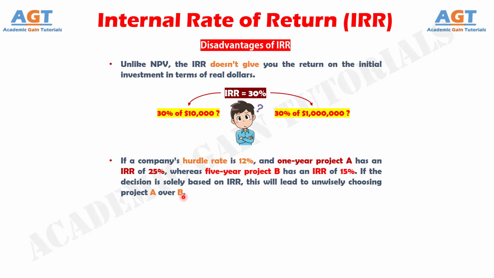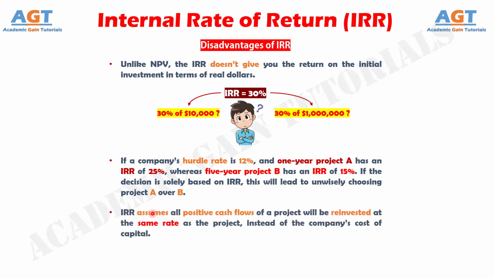Another very important point about the internal rate of return is that it assumes all positive cash flows of a project will be reinvested at the same rate as the project, instead of the company's cost of capital. Therefore, the internal rate of return may not accurately reflect the profitability and cost of a project. A smart financial analyst will alternatively use the modified internal rate of return, or MIRR, to arrive at a more accurate measure.